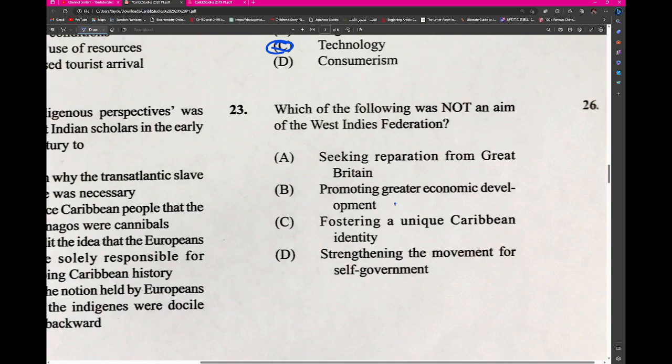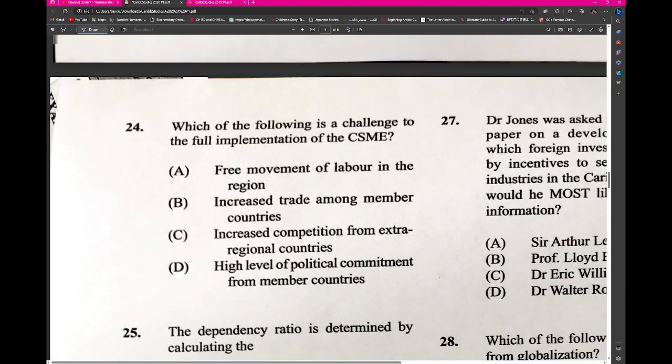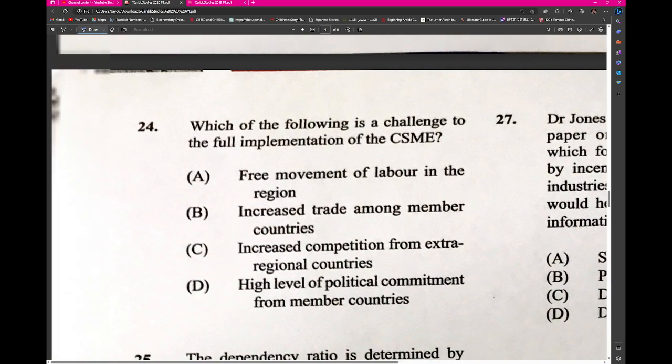Promoting greater economic development, that was true. Promoting Caribbean identity would be fine. Seeking reparations. Although that was not the purpose of the West Indies Federation, that is one of the purposes of CARICOM, I think. So if you have that difference, yeah.